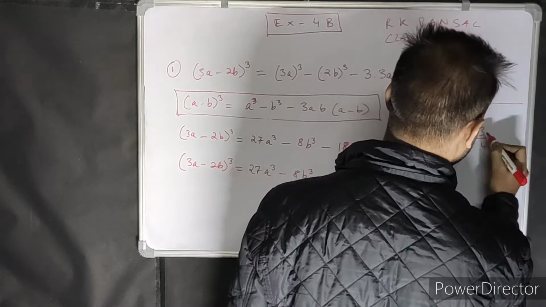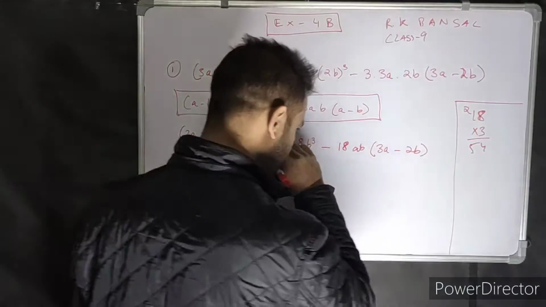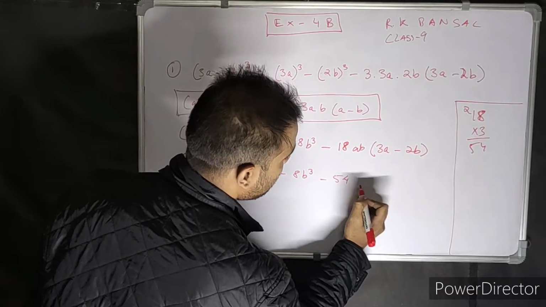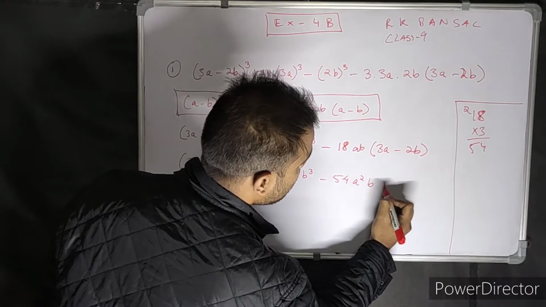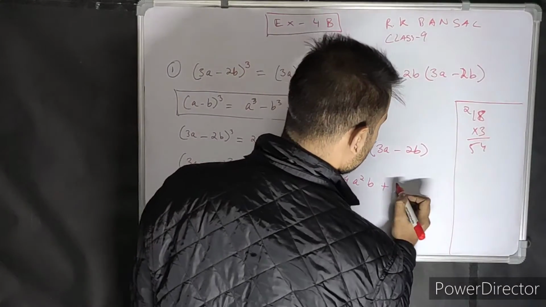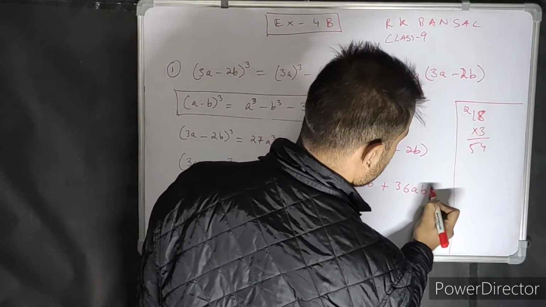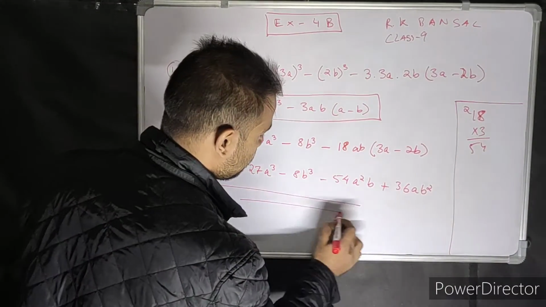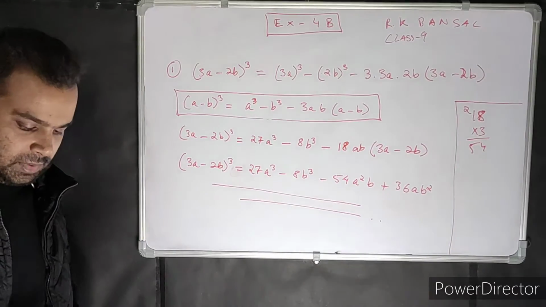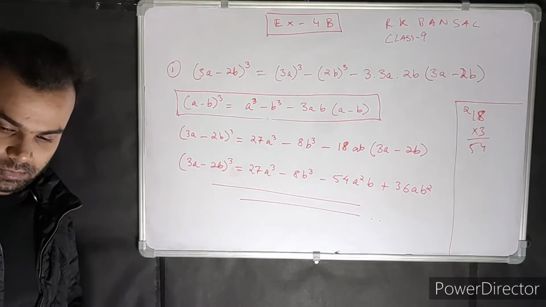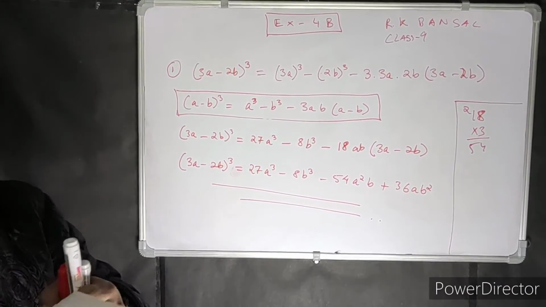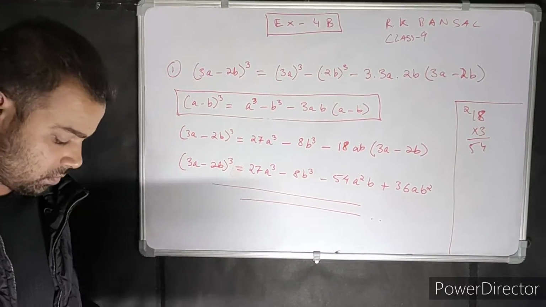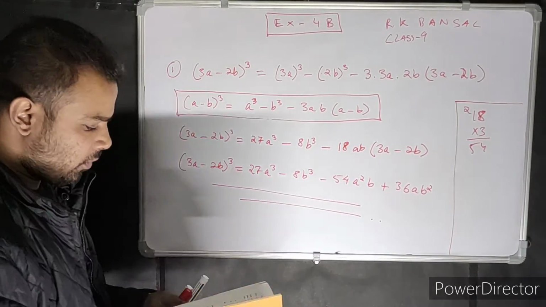8, 3 8s are 24, 3 1s are 3, 4, 5, 54. So minus 54a square b plus 18 2s are 36ab square. Okay, so that's your final answer. Let me confirm this answer for you. So that's exercise 4B.